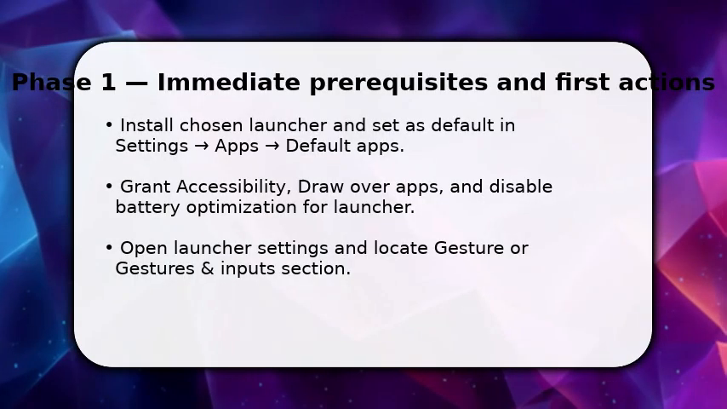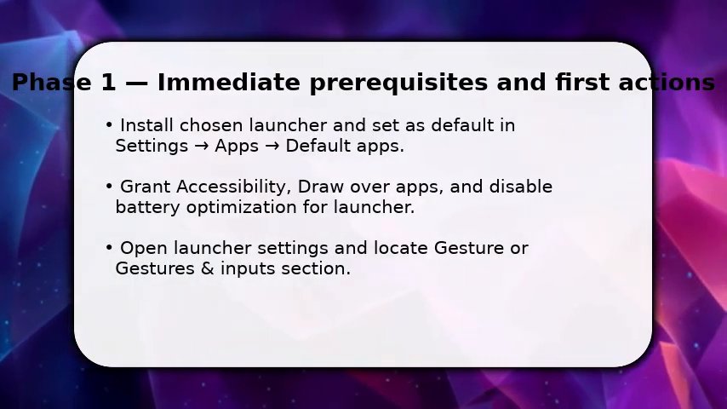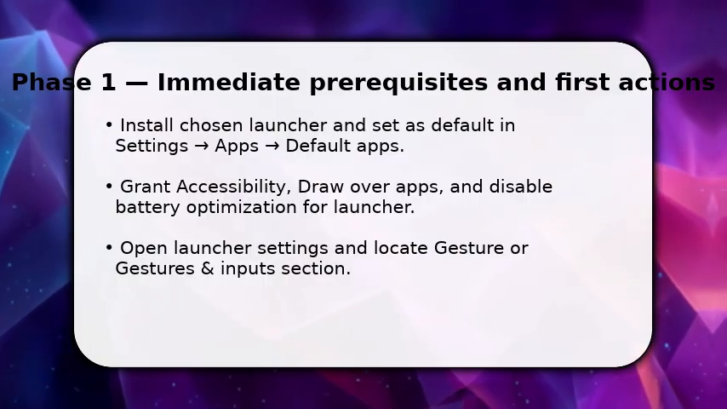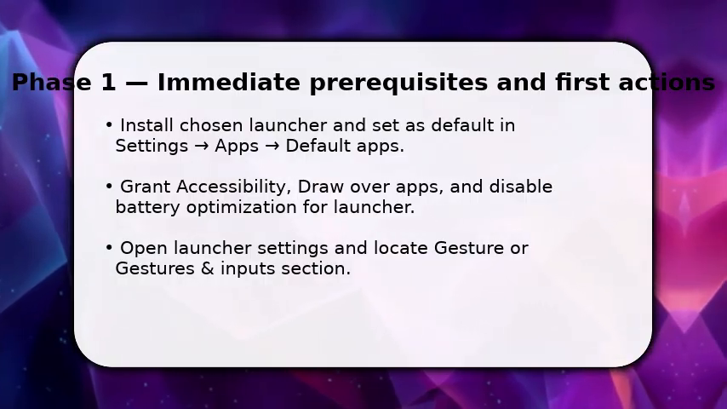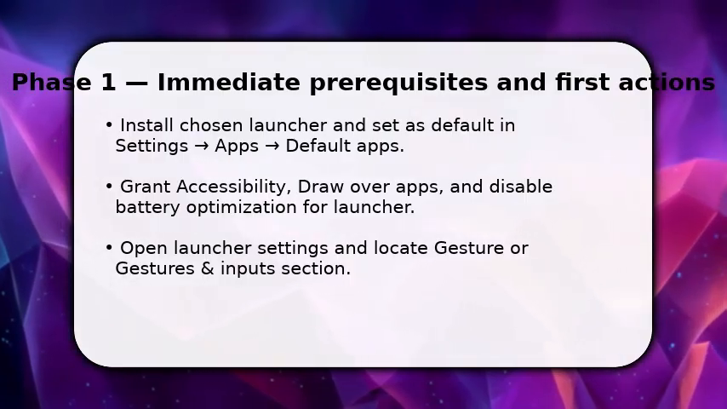You start by making the launcher authoritative. Set it as default and grant the required permissions so gestures can run reliably. Once done, turn off battery optimization, otherwise the OS may suspend gesture processes.